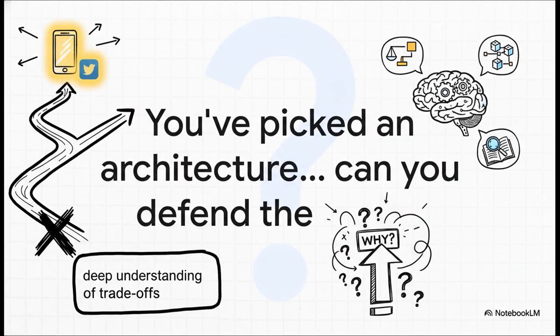So, as we wrap up, I just want to leave you with this final thought. Look, it's easy to pick a technology because it's new, or it's popular, or it's what everyone's talking about. It's much harder, and way more important, to choose an architecture based on a deep understanding of what you're giving up. So the next time you're starting that journey, ask yourself this. You've picked your architecture, but can you defend the why?